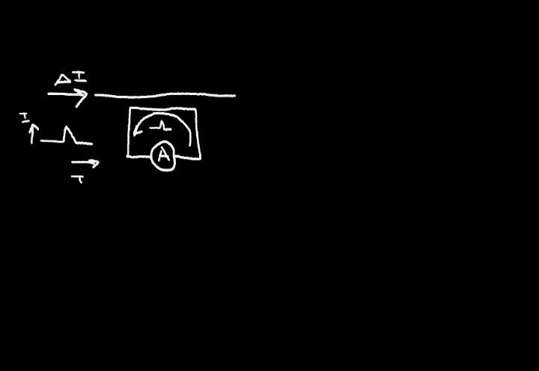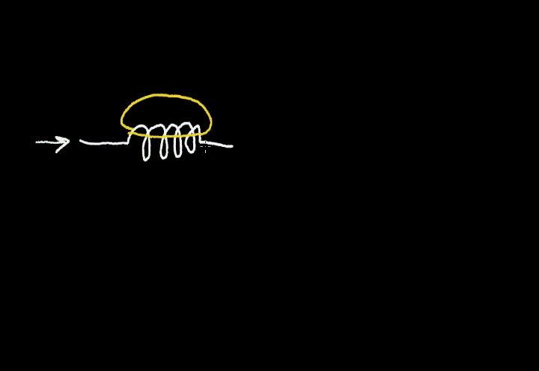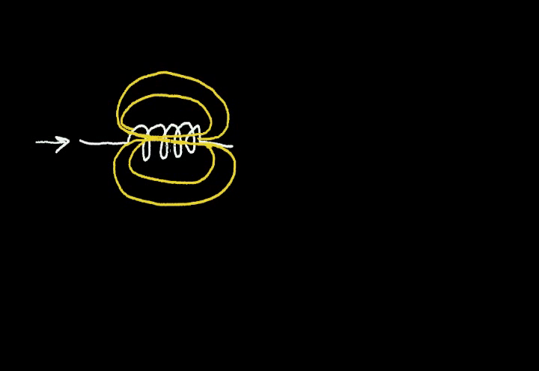Let's take advantage of these properties and make an inductor. We can do that by taking a wire and producing a coil. And as we run current into this coil, it'll produce a magnetic field. And what will happen, because of the coil, is the magnetic field inside of this coil region will become stronger. So let's draw the magnetic field. And this strong magnetic field will increase the inductance properties of this wire.